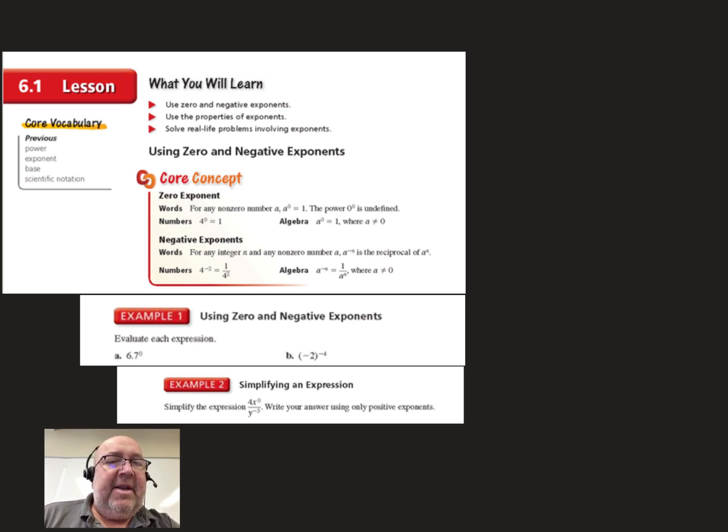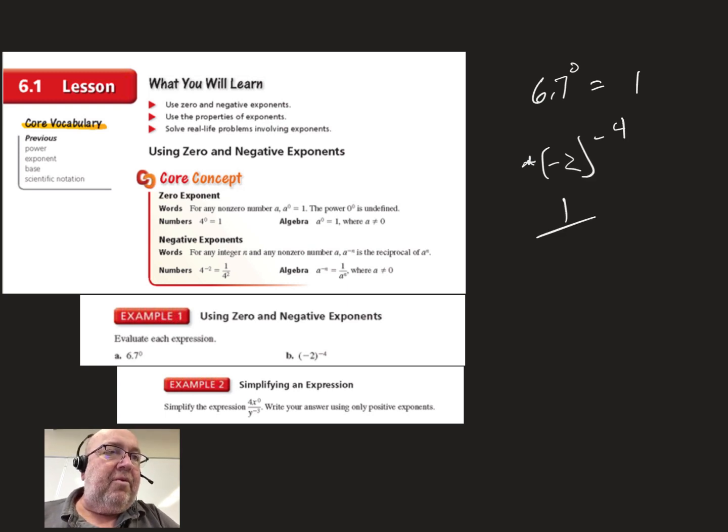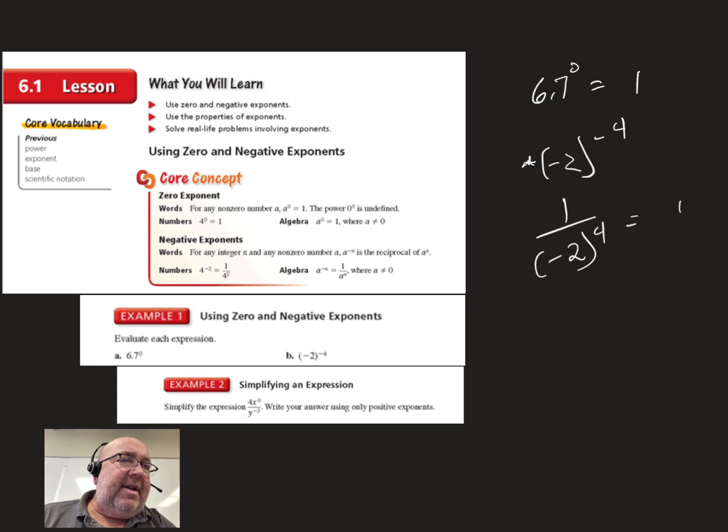So looking at example 1a, 6.7 to the 0 power, that's going to equal 1. B, negative 2 to the negative 4th power is going to be 1 over negative 2 to the 4th power. And we can go ahead and multiply that out, and that's going to be 1 over 16. If you do leave it as 1 over negative 2 to the 4th power, that's not a problem.